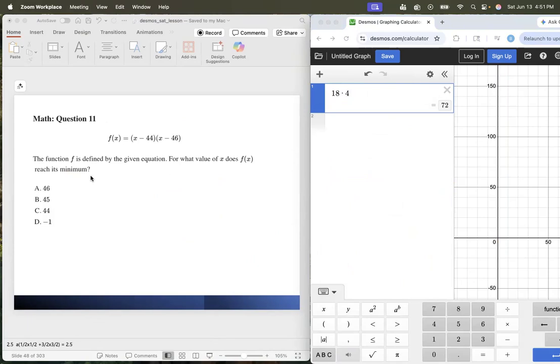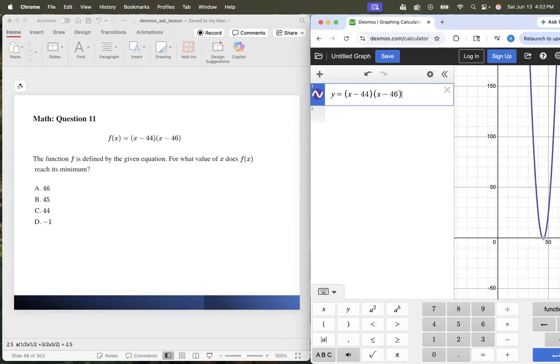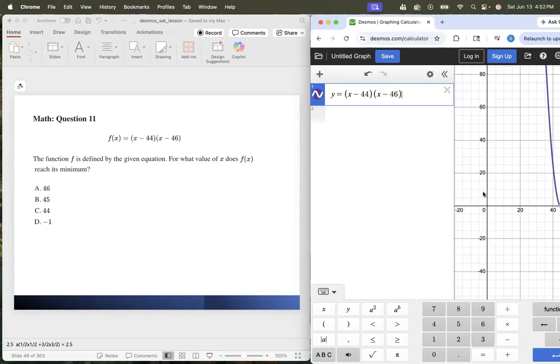The function f is defined by the given equation. For what value of x does f of x reach its minimum value? This is Desmos. Don't even think about doing anything else. Just put it in Desmos. It's going to help you calculate everything. But just make sure you pick the right function, and then make sure you pan in.